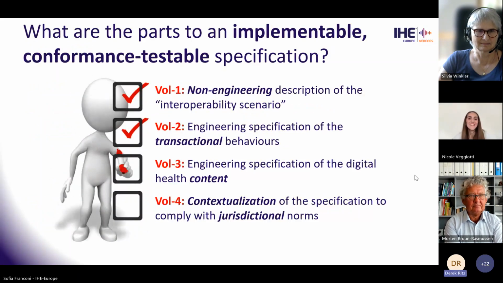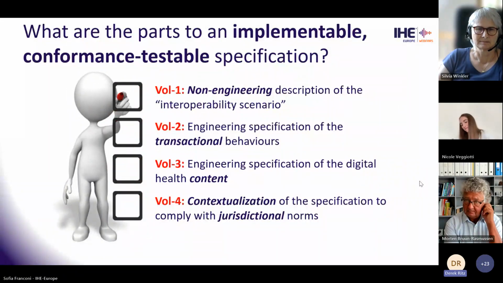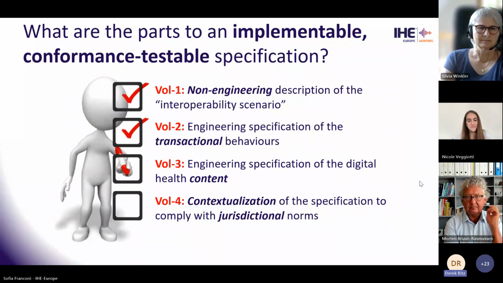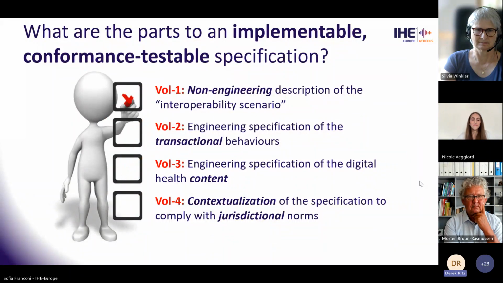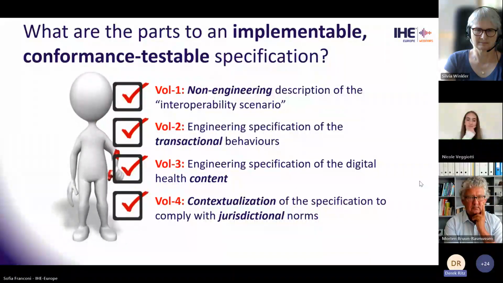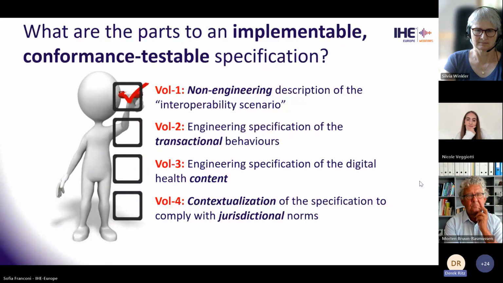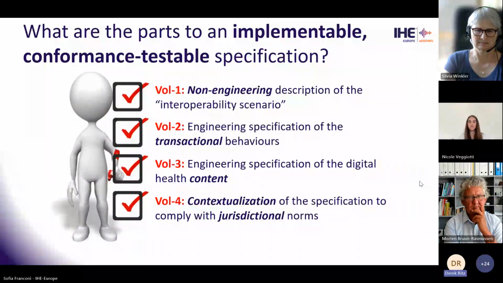So I've given a presentation before on the IHE methodology, and the specifications that are developed using that methodology have 4 volumes. Volume 1 is a non-engineering description. Volume 2 is where transactional behaviors are defined. Volume 3 is where content, the payload of those transactions, is defined. And volume 4 is used in IHE specifications for contextualizing a particular specification to the specific jurisdictional requirements.